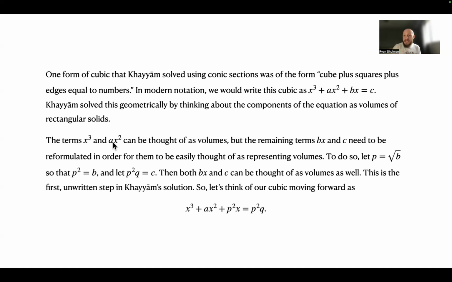So allow p to be the square root of b, so that p squared is equal to b. And let q be such that p squared times q is equal to c. Now bx and c can both be thought of as volumes, because bx would be p squared x, a rectangular prism with a square base of side length p and height x, and c is a rectangular prism with a square base of side length p and height q. So moving forward, we're going to think of our cubic with these new representations: x cubed plus ax squared plus p squared x equals p squared q.